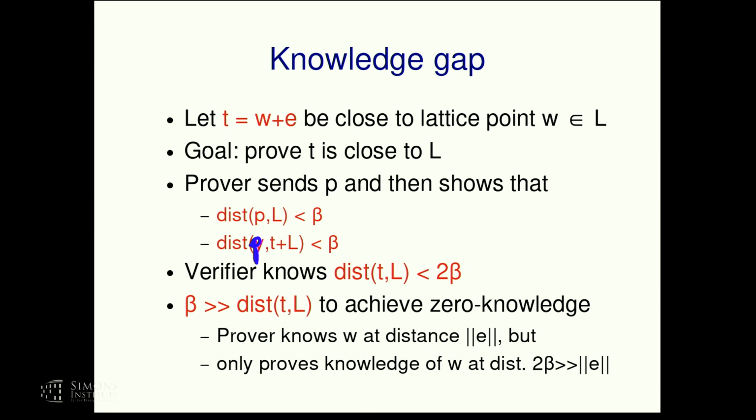Now, by triangle inequality, it follows that the distance between T and the lattice is at most twice beta. Moreover, in order to get a zero knowledge property, beta has to be quite a bit bigger than the distance between T and L. It has to be bigger roughly by a factor square root of n. So the prover needs to know a point within a certain distance, x, and it is only proving that the target is within a distance bigger than that by some factor. So there is this knowledge gap between what the prover knows and what the prover is able to show he knows, that has an impact on the practical, concrete efficiency of zero-knowledge proof systems, so reducing this gap is useful.